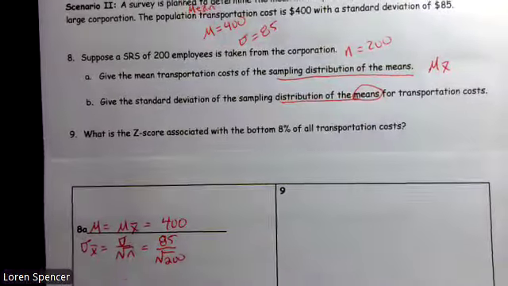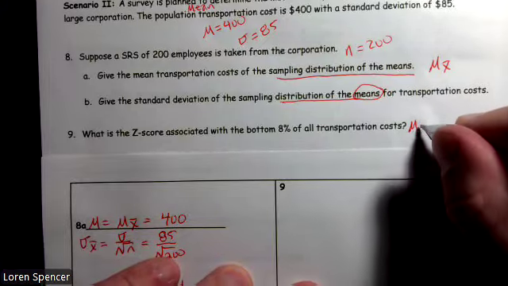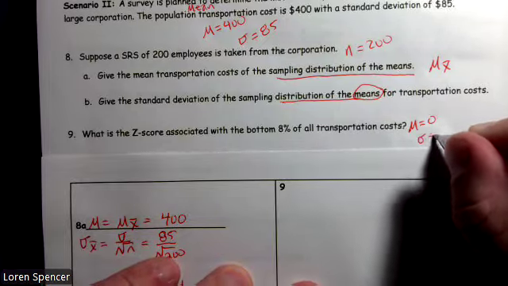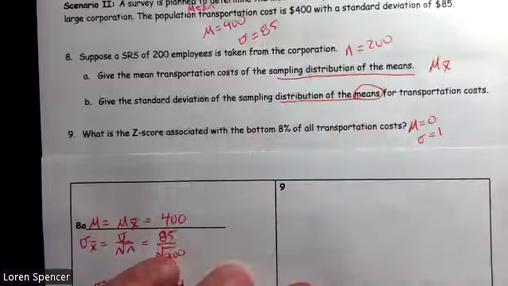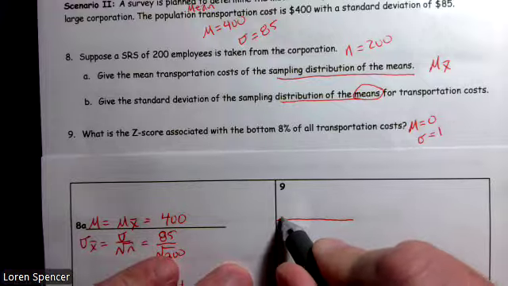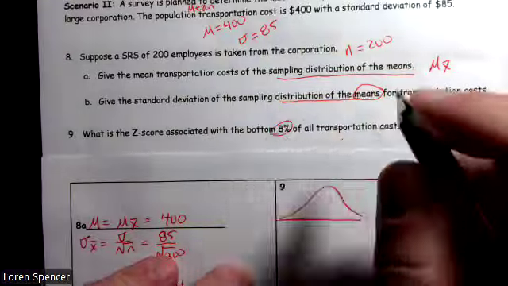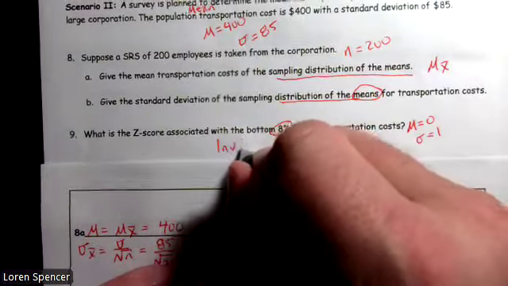What z-score is associated with the bottom 8%? Well, this is asking for z-scores, and all z-scores have a mean equal to 0, standard deviation equal to 1. I really didn't even need that other information. So, first thing, let's draw a picture. Well, I start to draw a picture, and I go, wait a second, got a couple issues here. 8%, that tells me I'm going to inverse norm. That's good.